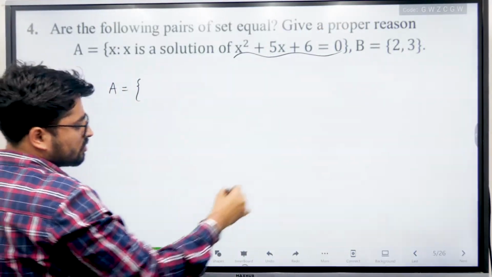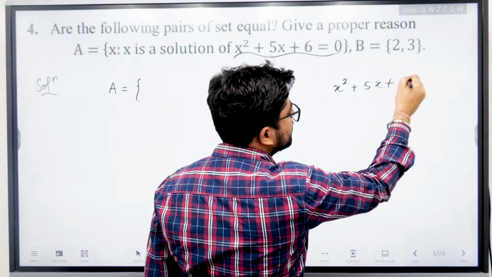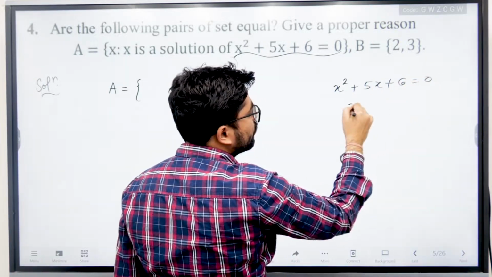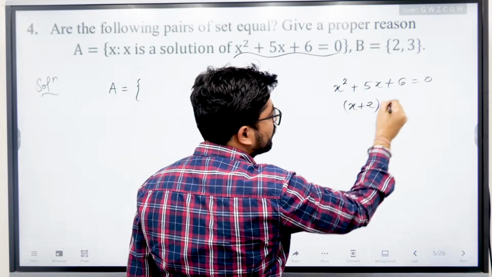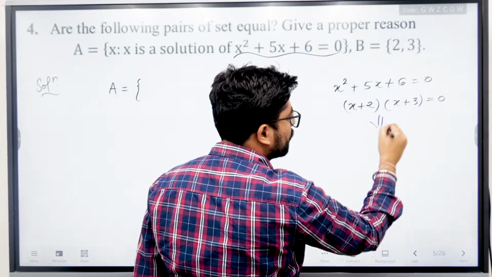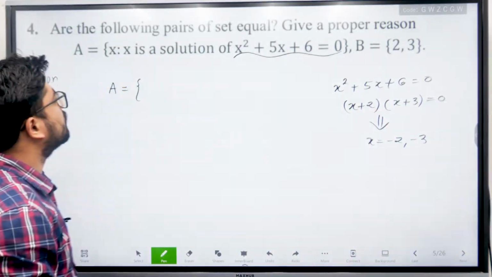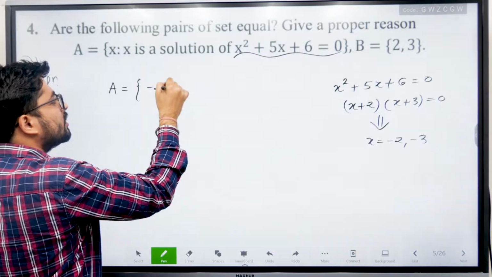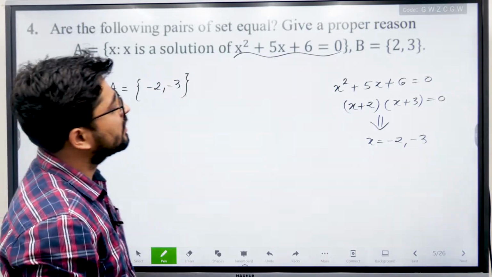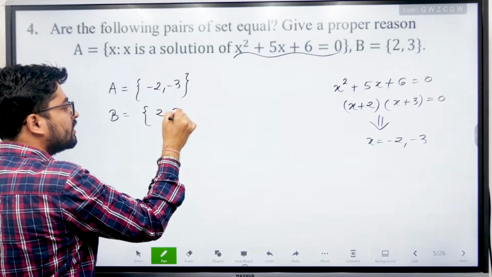So when you solve this equation, x square plus 5x plus 6 is equal to 0, you can find the linear factors of this quadratic: x plus 2 and x plus 3. That product is 0, so from here you can say x is either minus 2 or minus 3. So set A contains these two elements, minus 2 and minus 3. And set B is equal to {2, 3}.